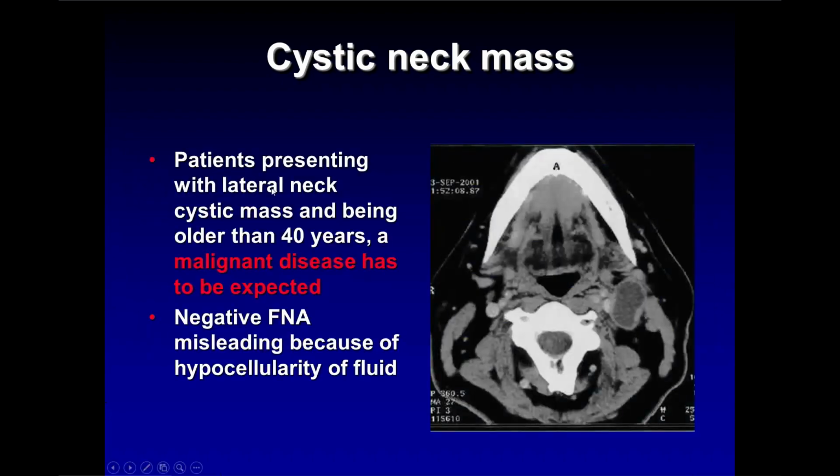So for patients presenting with a lateral neck mass who are older than 40, malignant disease again has to be expected. This is the typical situation. We have a cystic neck mass, and this is in level 2. This is the sternocleidomastoid. This is the jugular vein and the carotid artery here, mandible here, spine here. All you see is this cystic lymph node. So you can envision that a negative FNA may be misleading because of hypocellularity of the fluid. And that's why you really need to assume that it's a malignant disease until you've definitively ruled it out.